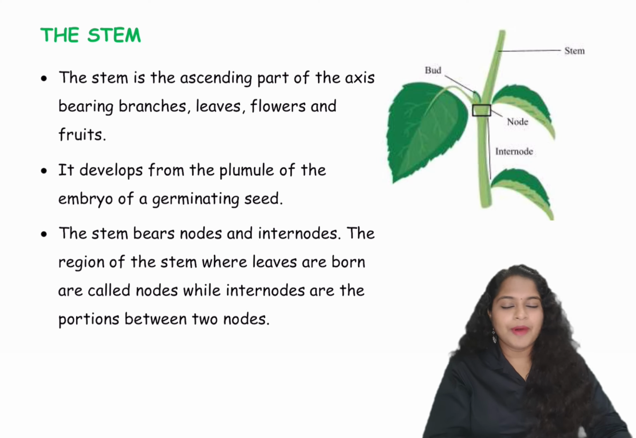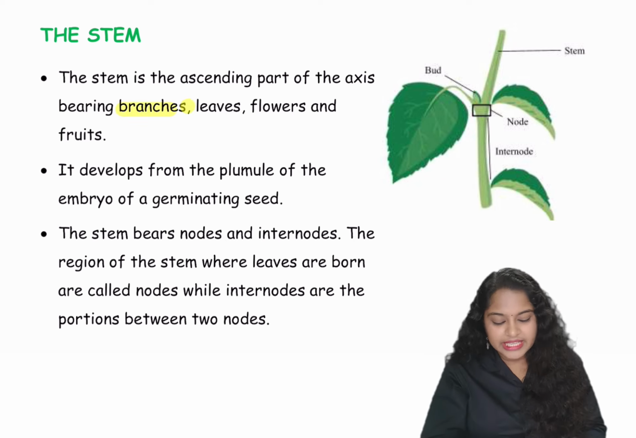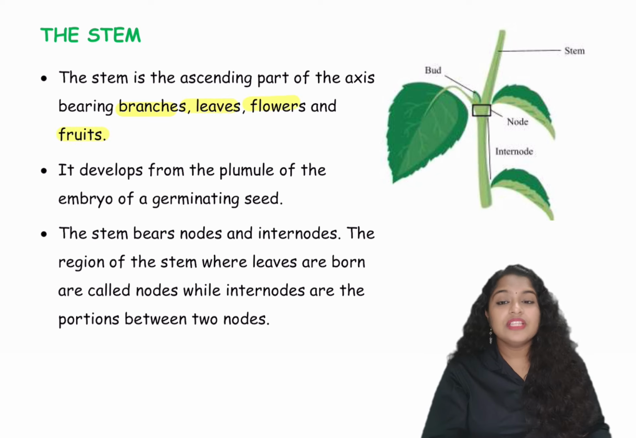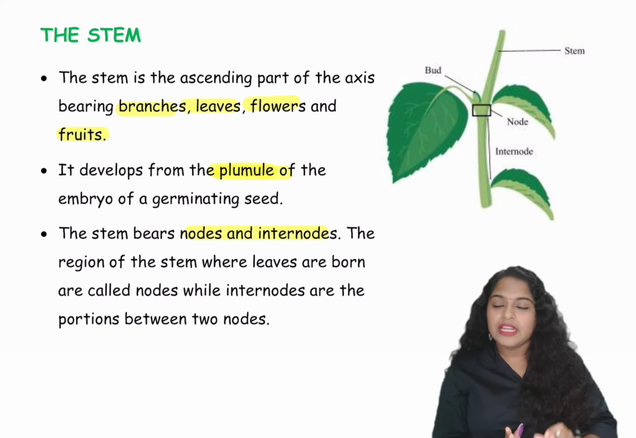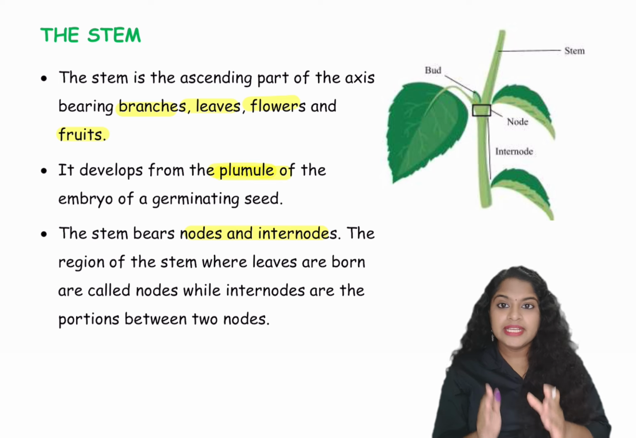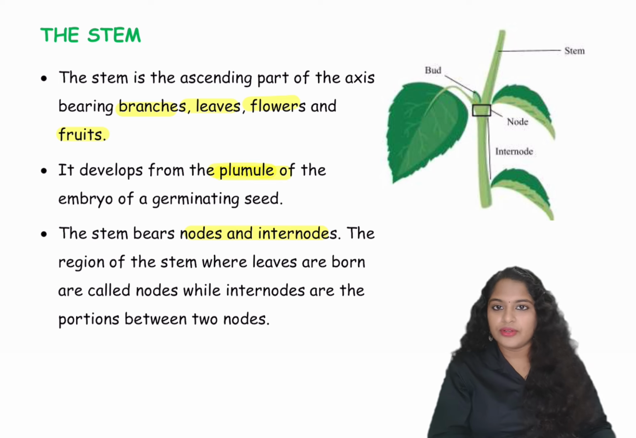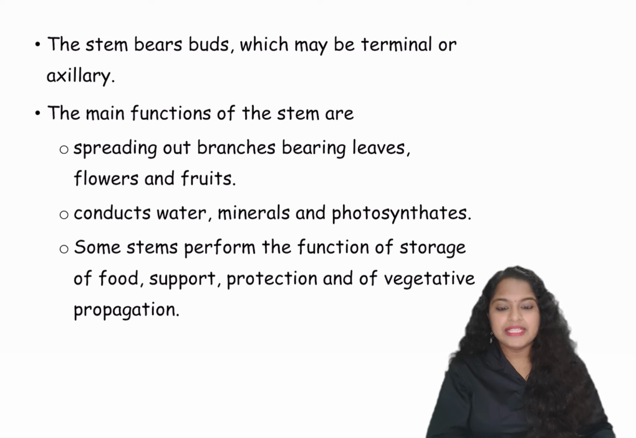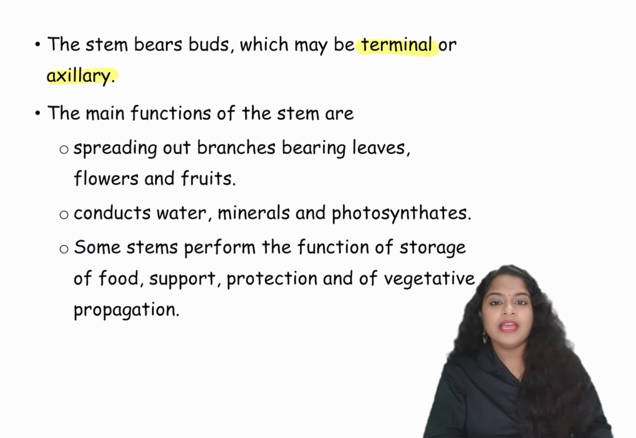Stem is the aerial part of the plant. So it is found above the soil, and the stem bears different plant organs like branches, leaves, flowers and fruits. It develops from the plumule of the developing embryo or the seed. The stem bears nodes and internodes. The nodes are the regions from where the leaves and other organs arise, and internodes are the regions between two nodes. The stem also has buds, which may be terminal or axillary.